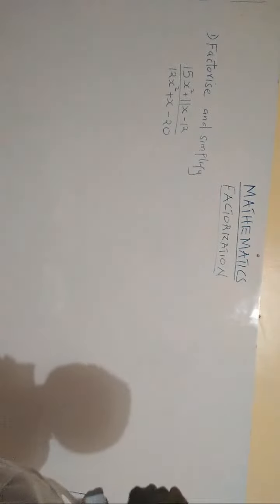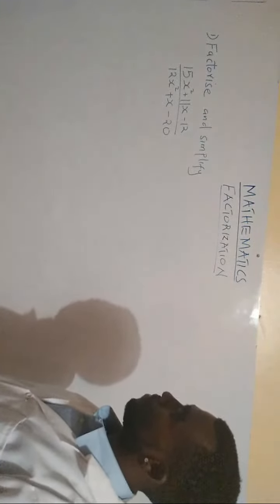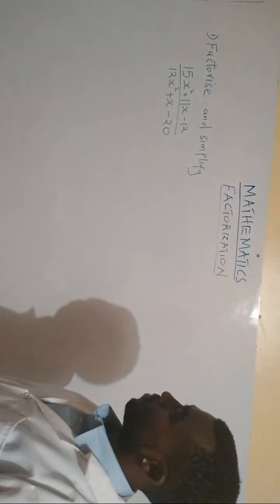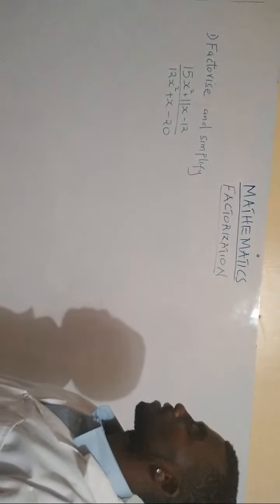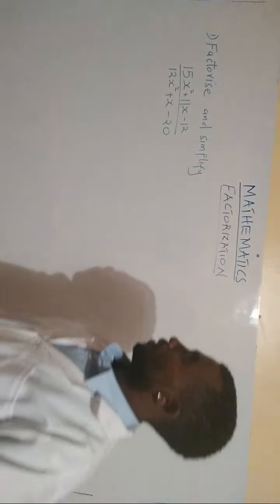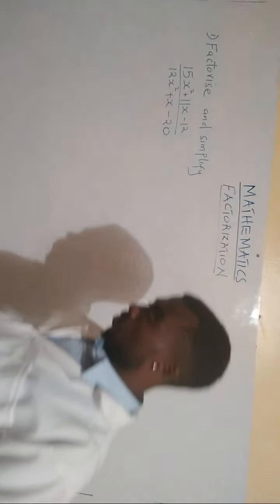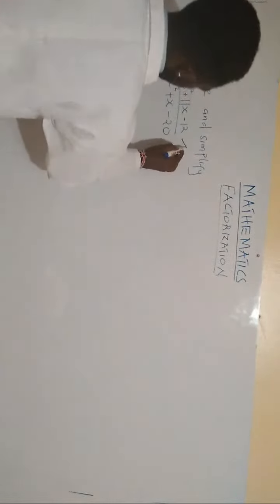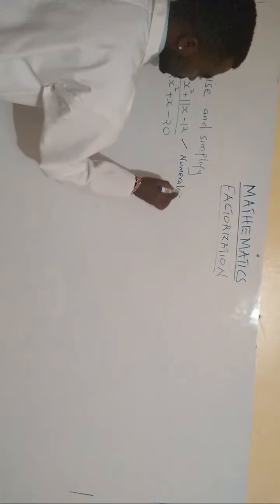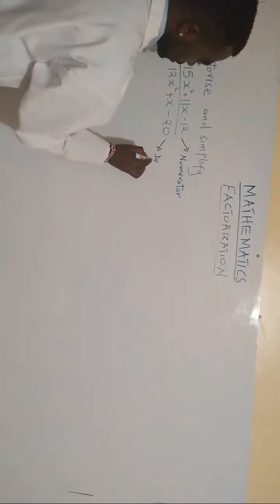Mathematics factorizations, and we have a question. Factorize and simplify 15x squared plus 11x minus 12 divided by 12x squared plus x minus 20. We are told to factorize and simplify those two expressions. So we have the numerator, and the one here is the denominator.